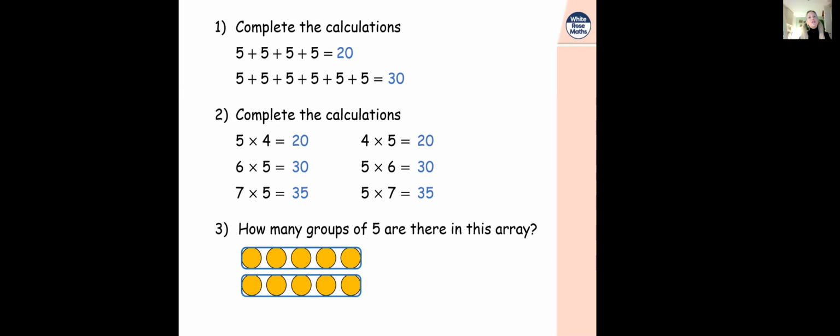Question 3 was, how many groups of 5 are there in this array? If you have a look at those counters, can you work it out? How many groups of 5 are there in this array? 1 group at the top with 5 in, and 1 group at the bottom with 5 in. That's right, there's 2.